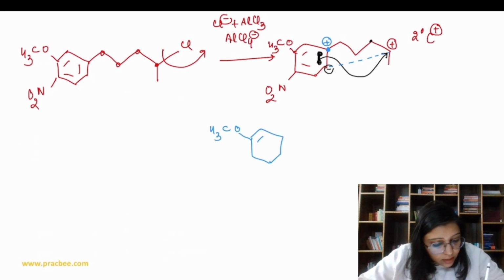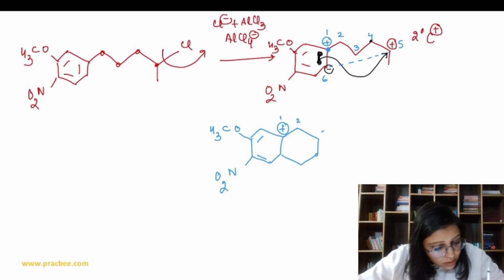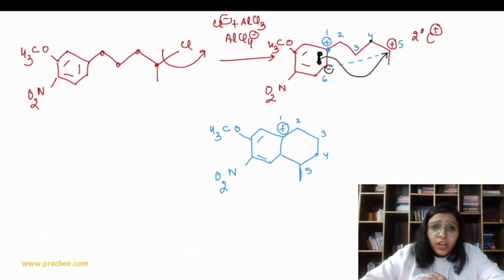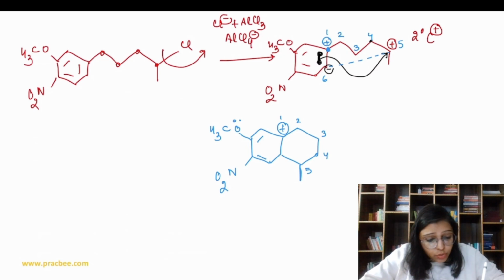OCH3, NO2, here we write a positive charge. Now see, 1 number, 2 number, 3 number, 4 number, 5 number, and here we say 6 number. So we get a 6-membered ring. Okay. So this is 1, 2, 3, 4, 5. Now 5 is bonded to a methyl group. Okay? 5 is bonded to a methyl group. Now this positive charge is nearer to the electron releasing group.